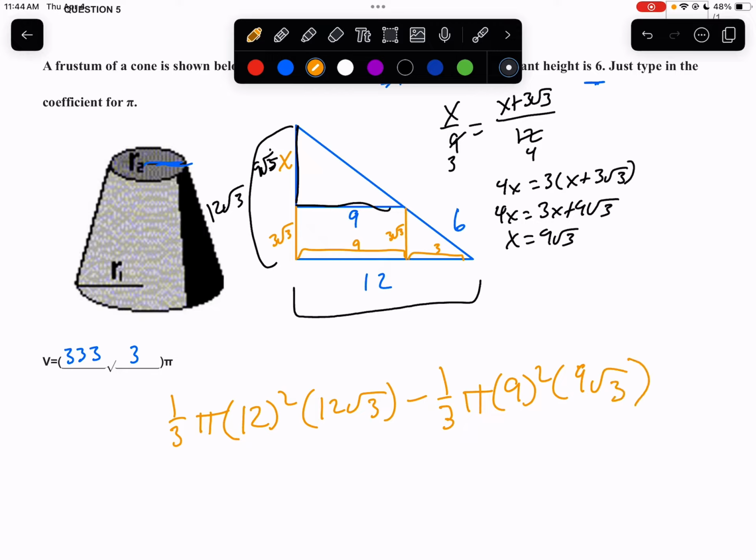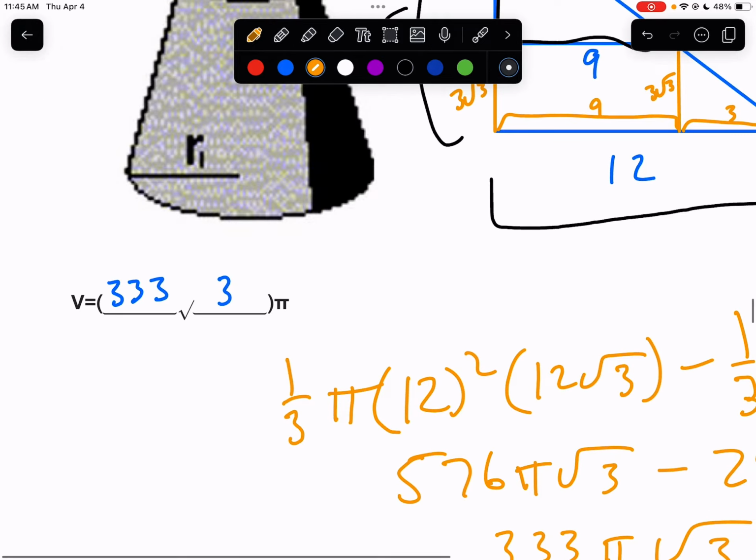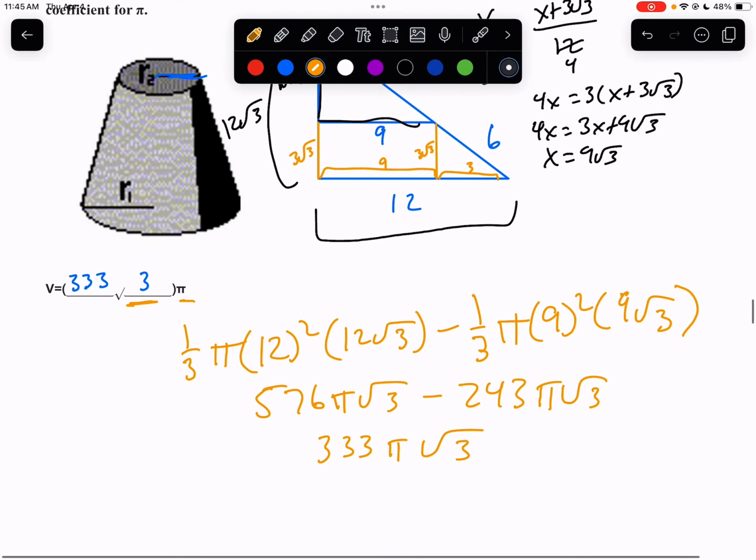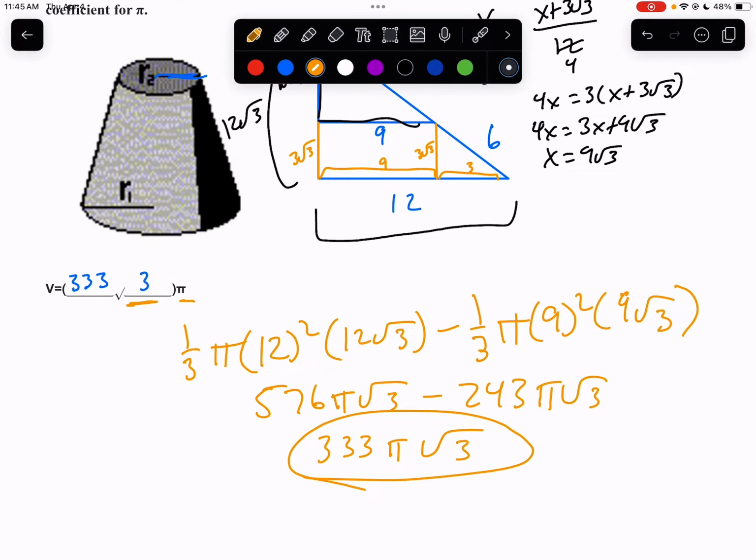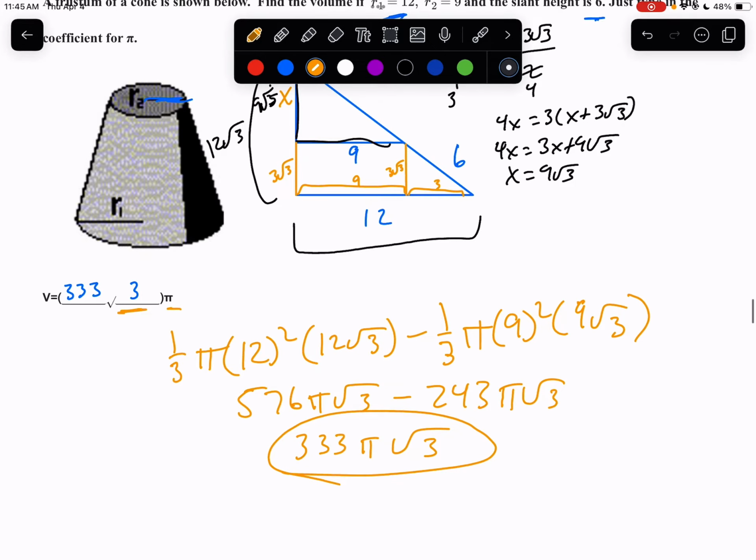So this would be 144 times 12 divided by 3. So this would be 576 pi root 3. Over here, 81 times 9 divided by 3. This is going to be 243 pi root 3. So 576 minus 243 is 333, and don't forget you have a pi and a root 3. The order I have it here is root 3 then pi, but it's the same thing. It doesn't matter what order you multiply in. 333 root 3 pi. Woo!